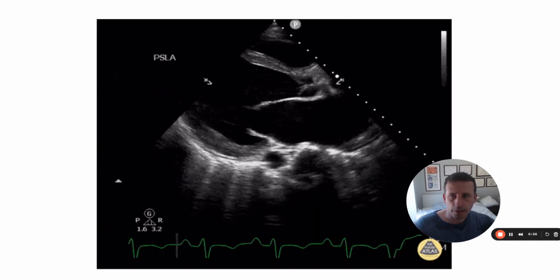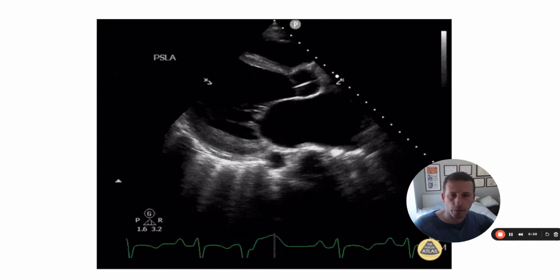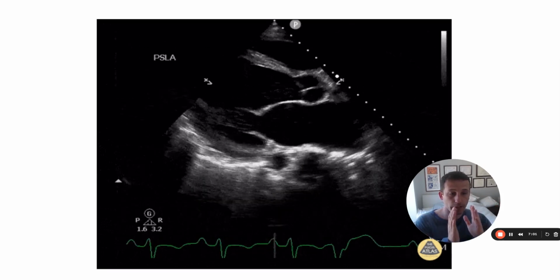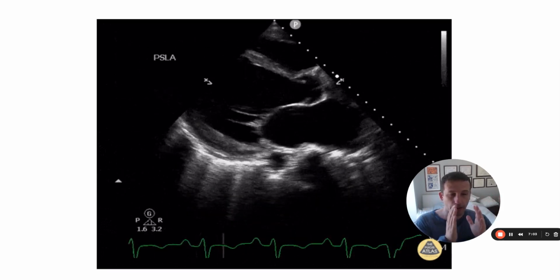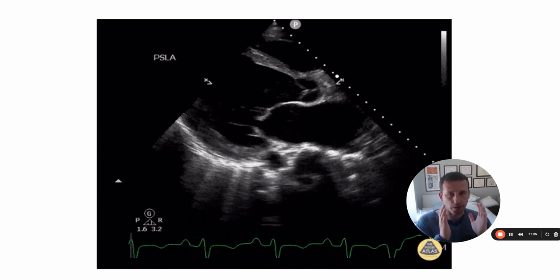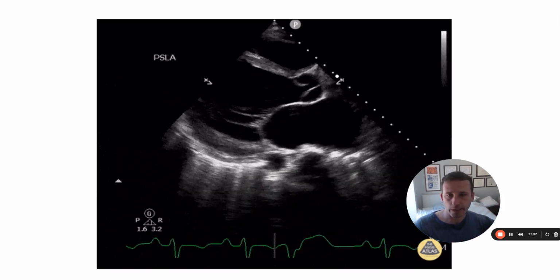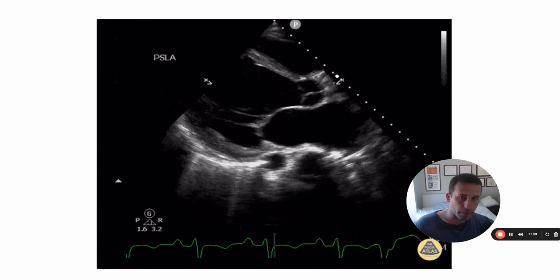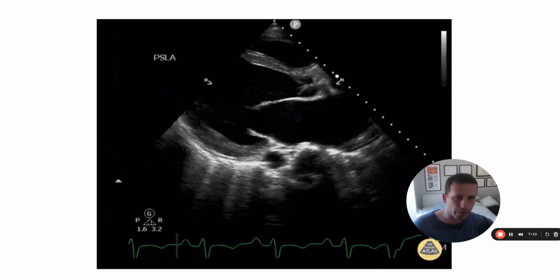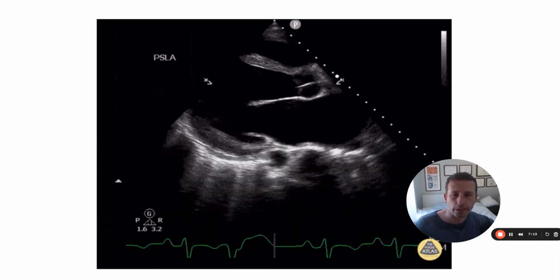For left ventricular function, we use a few different measures. One thing we look at is just how close the walls come together. That's called endomyocardial excursion, right? How close those walls come with each squeeze. The other thing we look at is how thick the muscle becomes. It should become like 30 to 50% thicker with each squeeze.